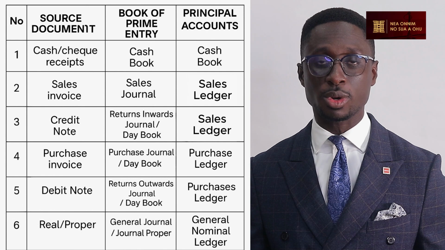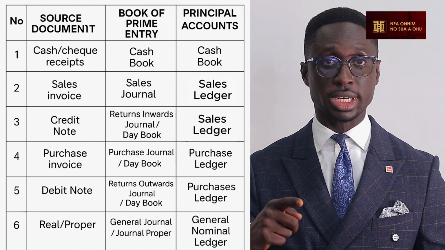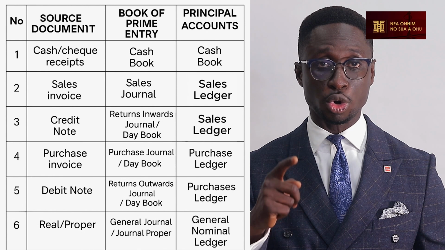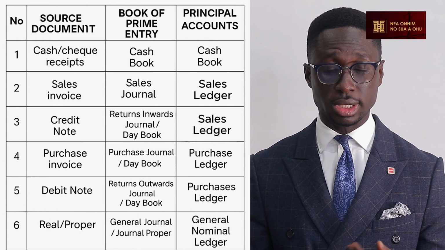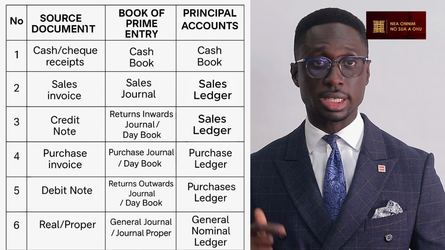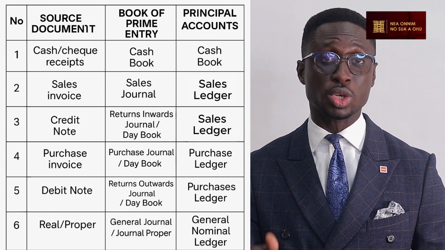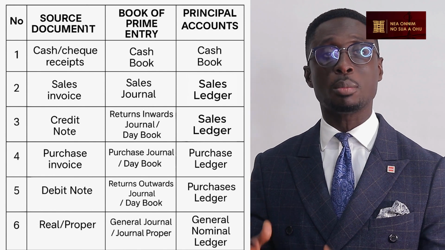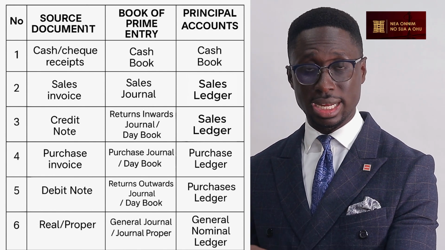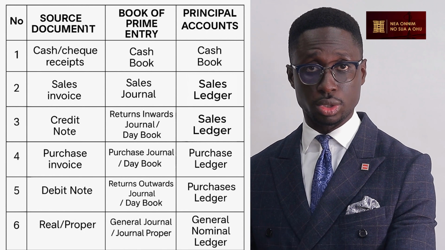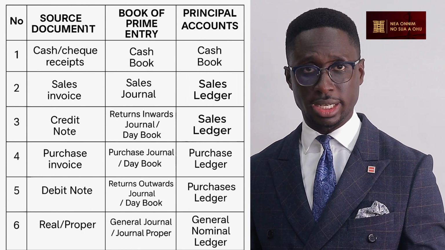And that's how come for both the sales invoice, which would have been recorded in the sales day book or sales journal, as well as the credit notes, the details of which would have been recorded in the returns inwards day book or journal, both of them will be recorded in the sales ledger as the principal book of accounts. I hope that is clear.